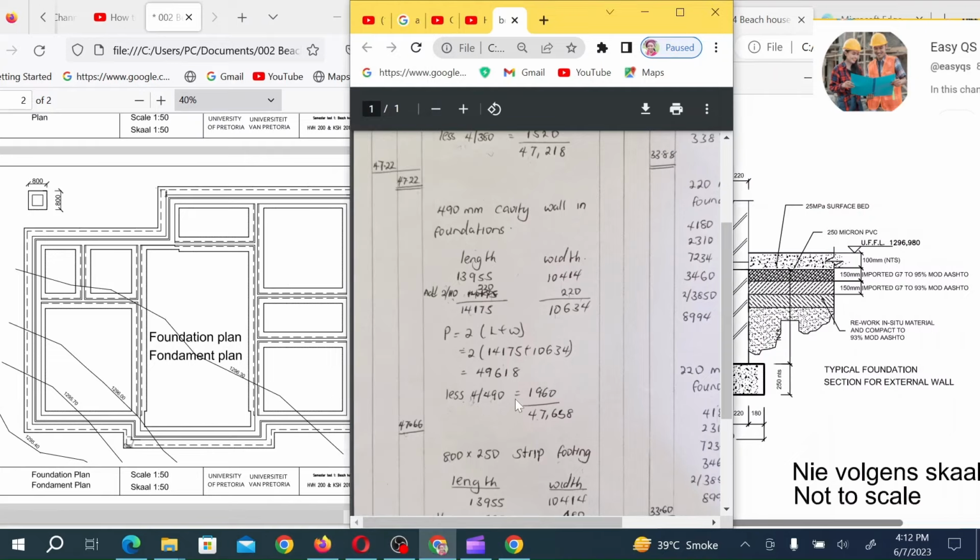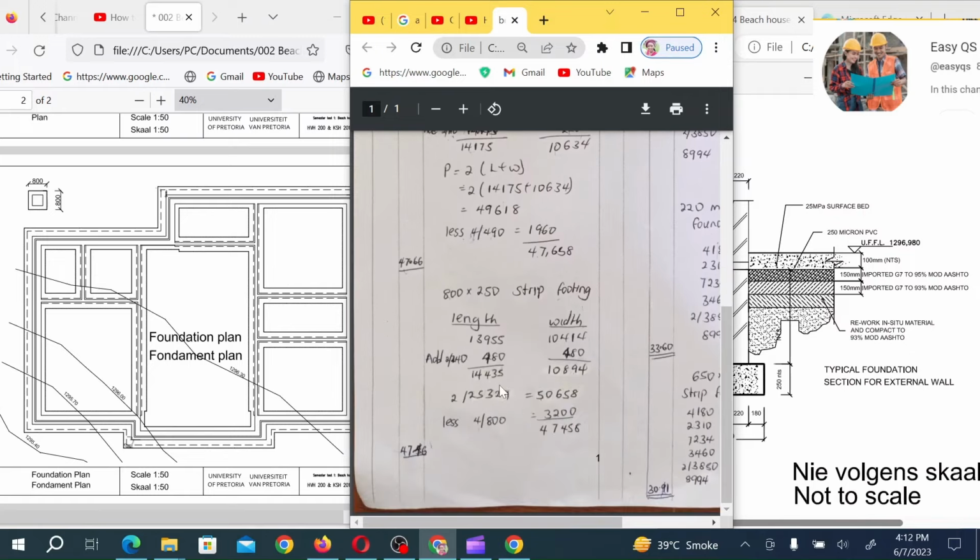4 times 490. 490 millimeters thick, that is the foundation wall. This one minus this one, you shall get 47,658. So the center line for the 490 millimeters cavity wall in foundation shall be 47.66. Alright, now we shall go to the strip footing. I believe it's getting easier and easier.